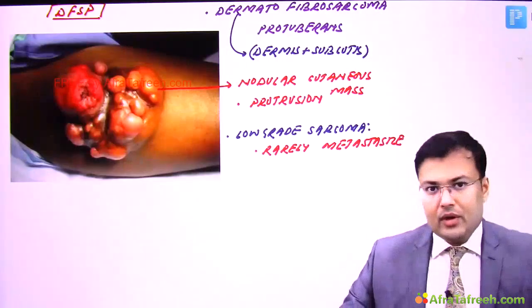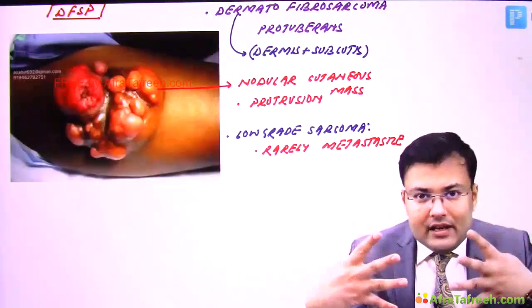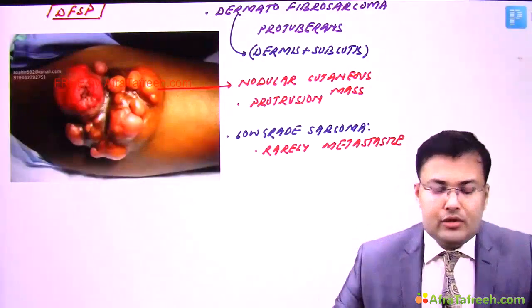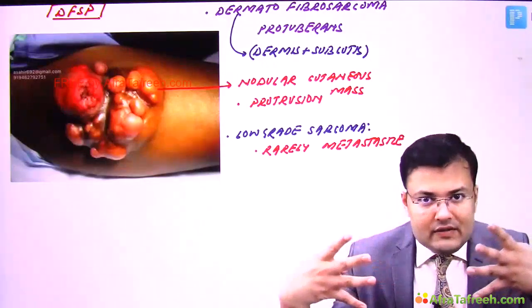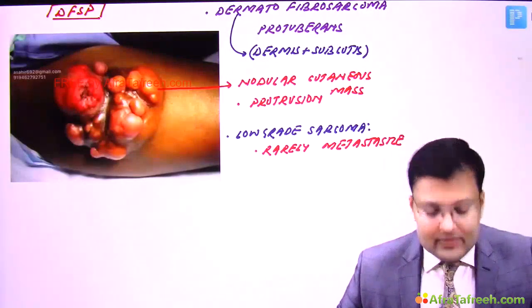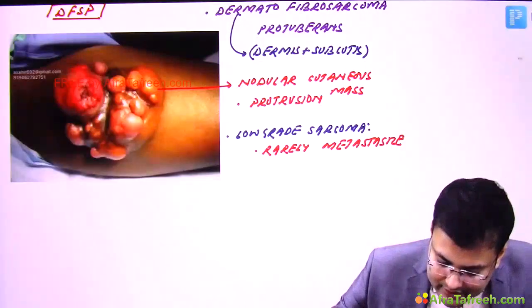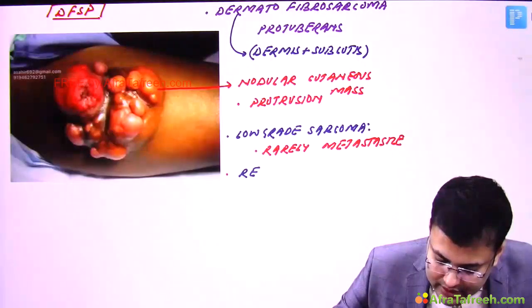Right? But what is the problem? This tumor is having radial extensions, or finger-like extensions, into the subcutaneous tissue. So if there is finger-like extension, what is the problem? Because of these radial extensions, there is increased risk of recurrence. So the main problem is that whenever we resect the tumor, it recurs locally.